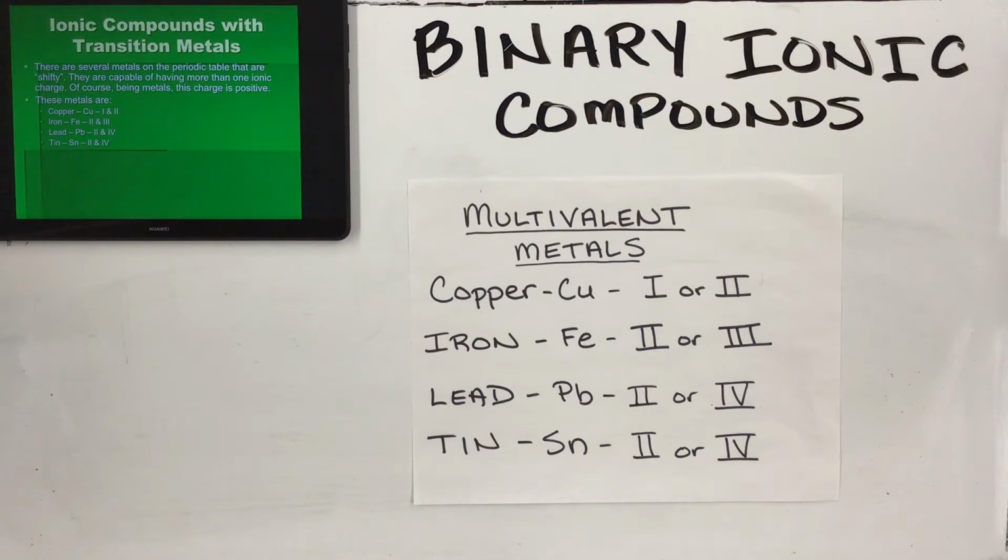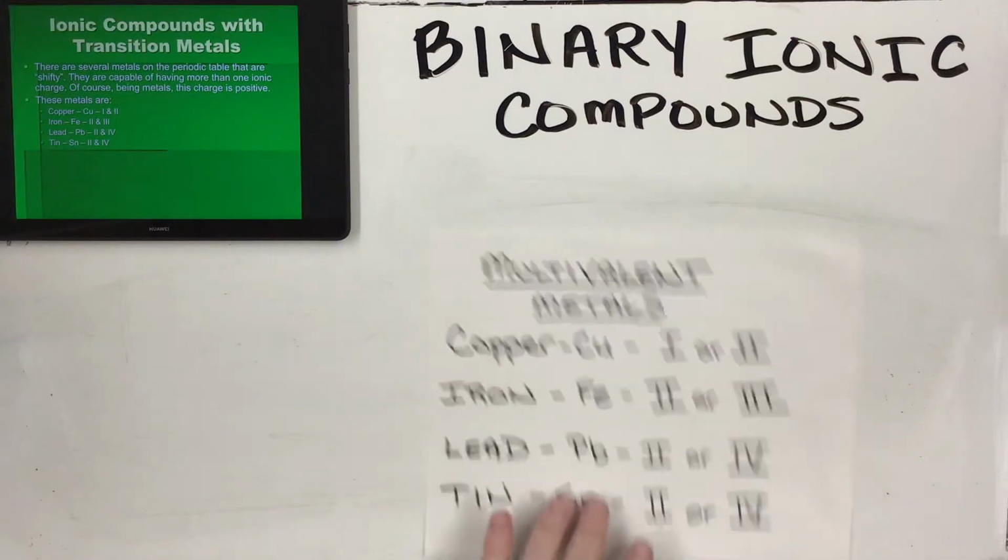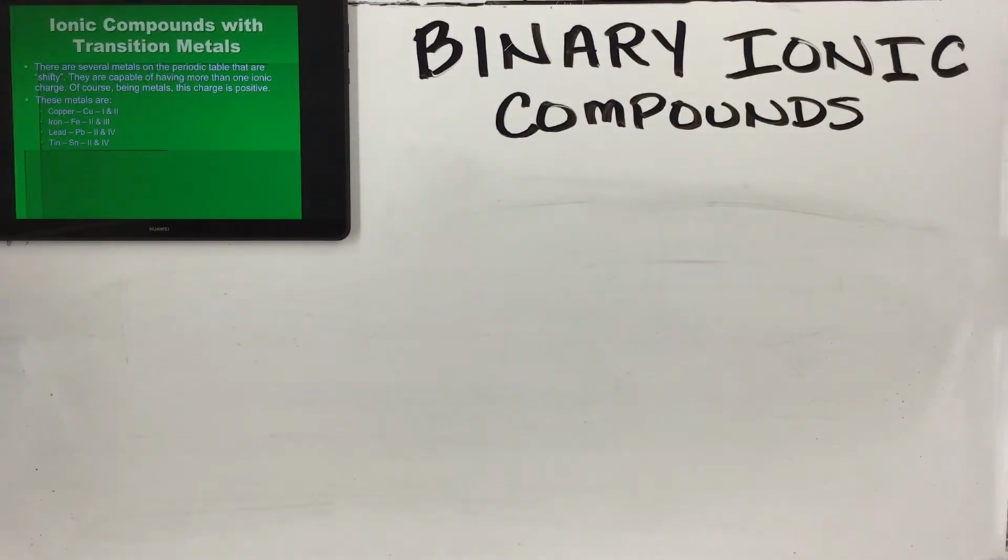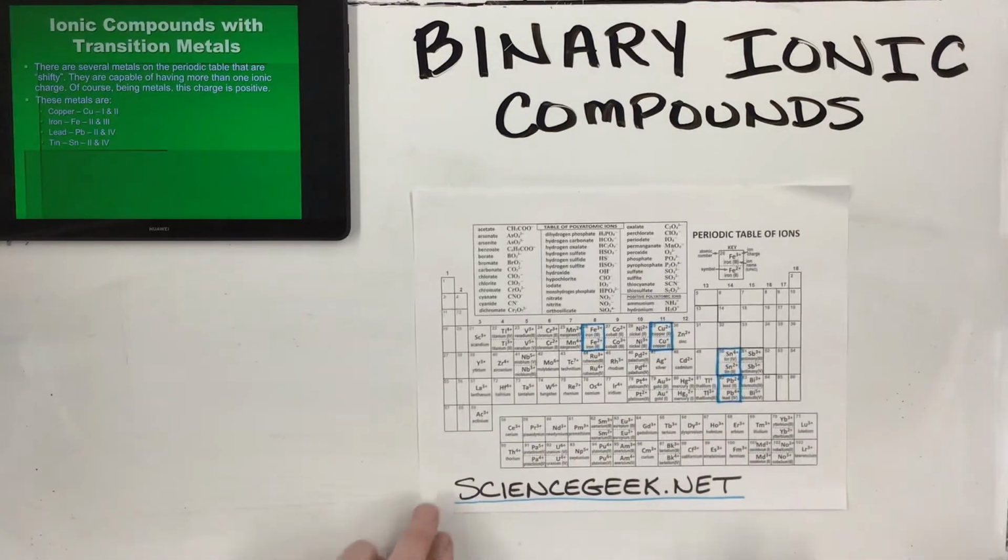Now, we still have to know these 4 off by heart. But the question usually comes up, is there more than just those 4? And the answer is certainly yes. There's a bunch of them. So I have a periodic table that I downloaded from ScienceGeek.net. Giving a shout out to ScienceGeek.net here. And you can see this periodic table focuses on ions.